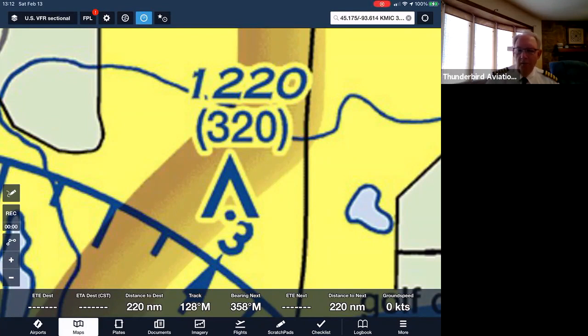One of my early instructors said, okay, so what's the altitude of the ground? So you have to remember, MSL minus the AGL gives us the MSL at the bottom. So 1,220 minus 320 is 900 feet.